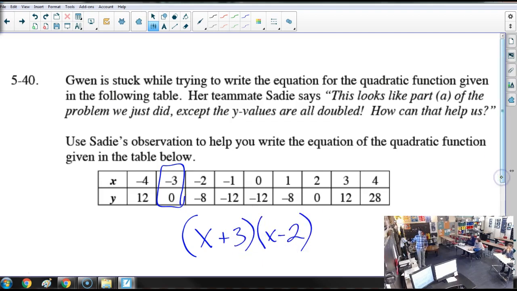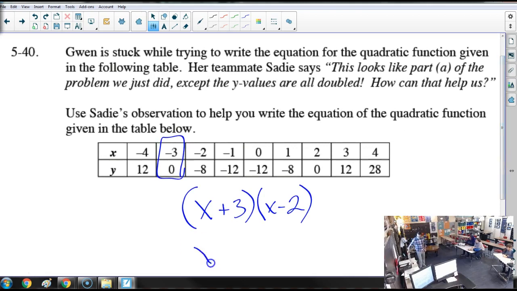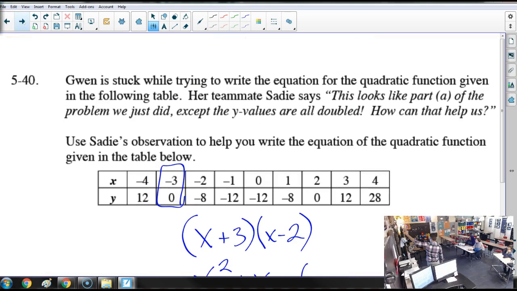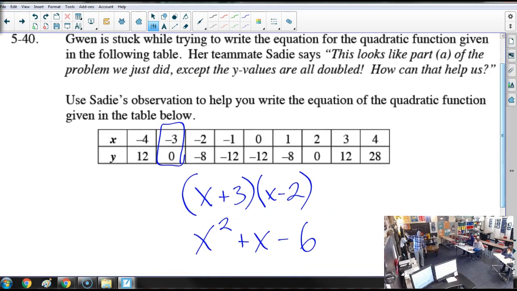So then, think through your FOIL. x squared plus x minus 6. Is this the same one, the same table? No, the y values you have are multiplied by 2. It has the same zeros, but it's not the same table.